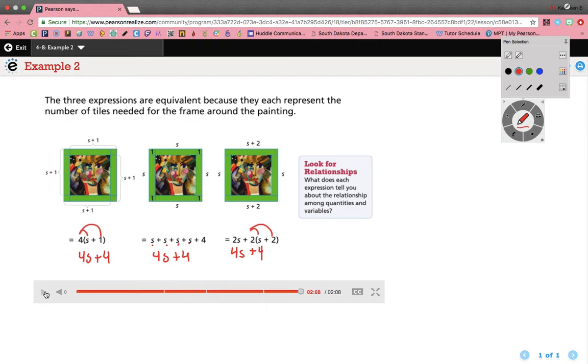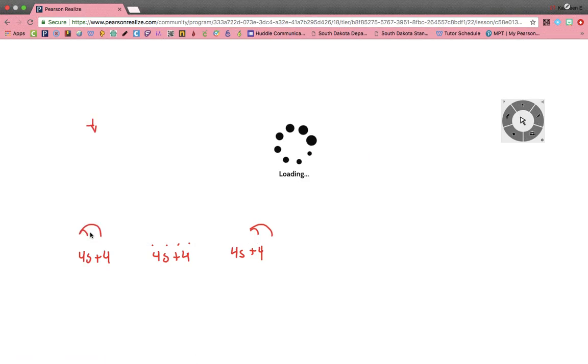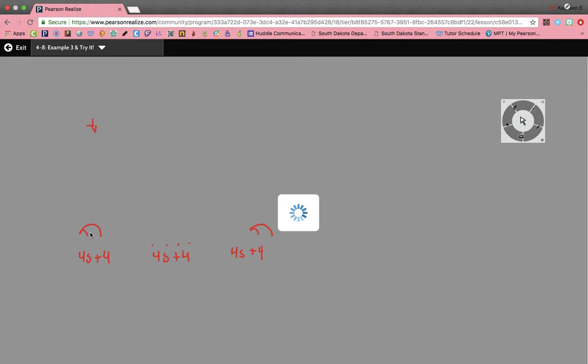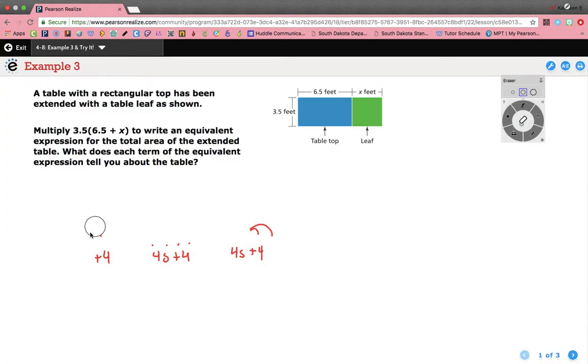So as long as they're all looking at the same thing, you can write equivalent expressions. As long as you are taking into account that all of the measurements are the same for each side, you can make different equivalent expressions. Let's see if we've got one more. That's a good example. I'll erase this.